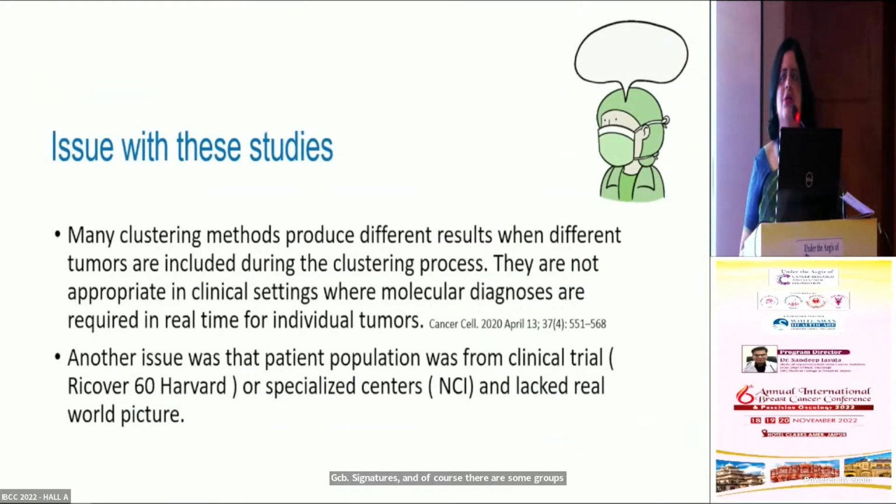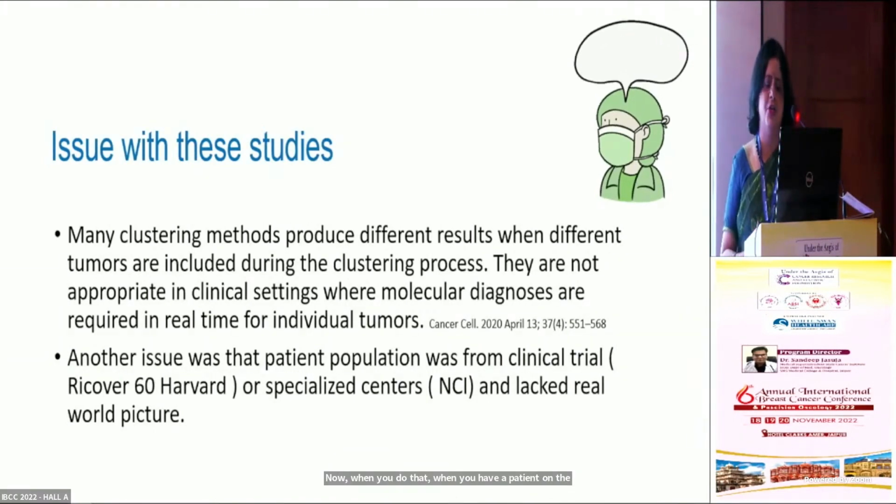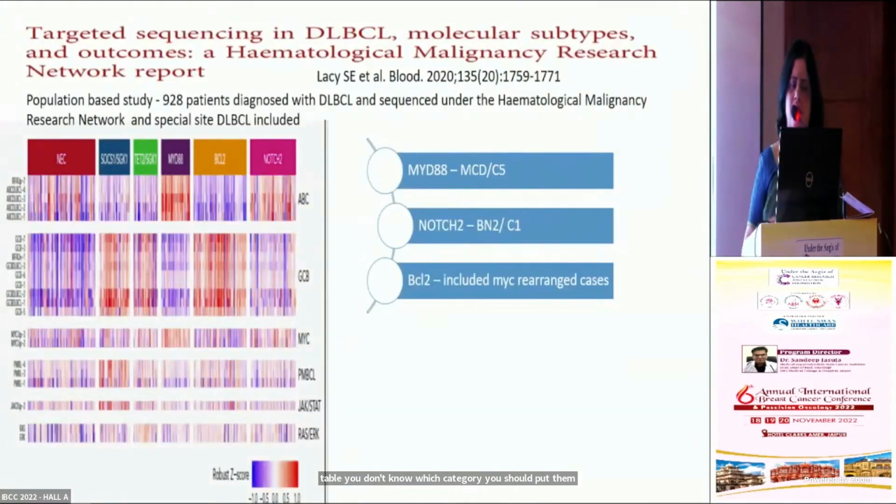Now, the issue with these studies were these were all trial based. So the Harvard study was based on the R-CHOP 60 trial, whereas the NCI study, that was usually, it was only the ABC type of DLBCL. So they were powered towards the bad DLBCLs. So the second thing is, when you use a clustering method, what we do is we take a group of tumors and then put them into categories. Now, when you do that, when you have a patient on the table, you don't know which category you should put them. And that was the biggest limitation of these studies. So then came the next thing.